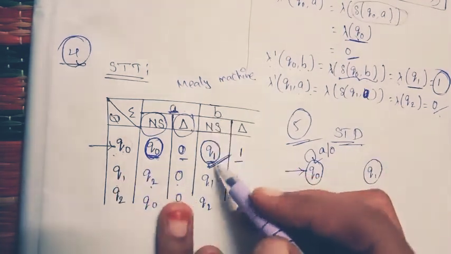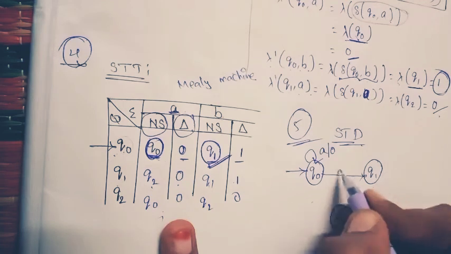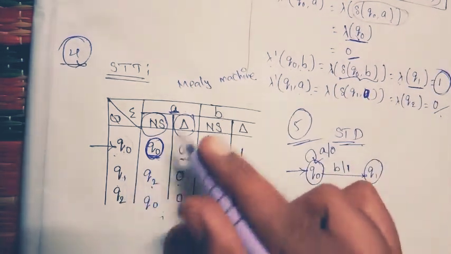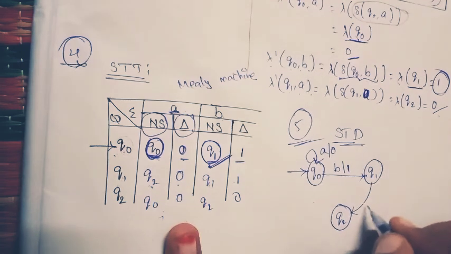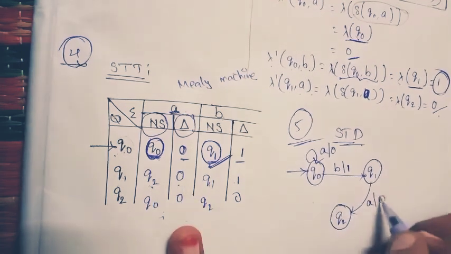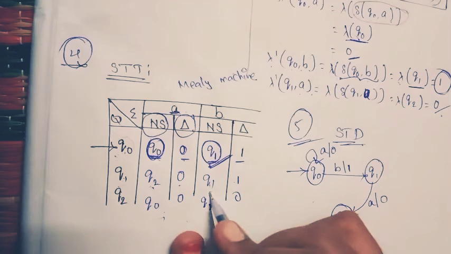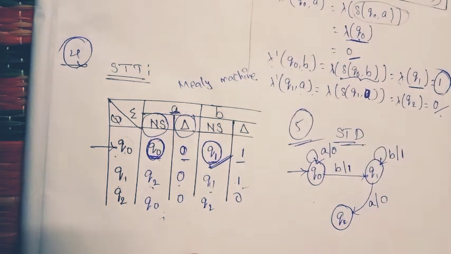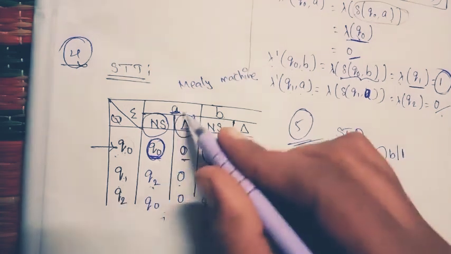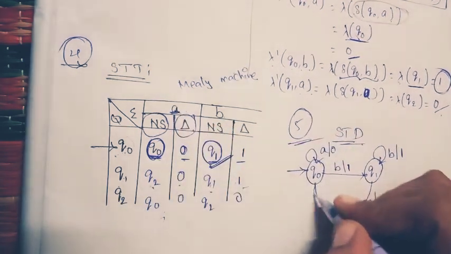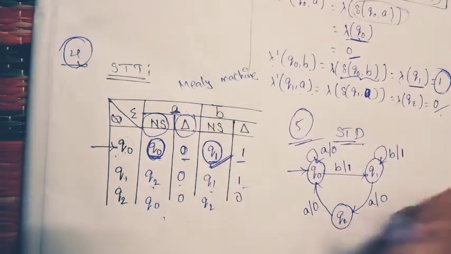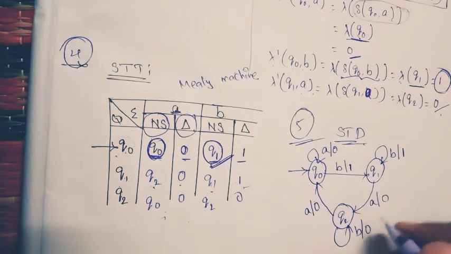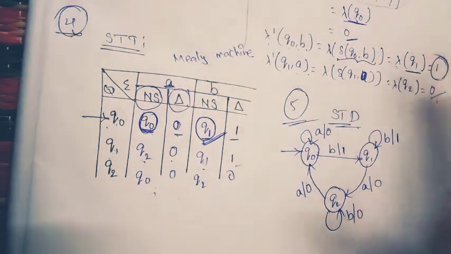Then Q naught of B, that is Q1. This is B. What's the output? It has 1. Then Q1 of A, that is Q2. What's the output? It has 0. Q1 of B, Q1 and output is 1. B and output, I am just writing the output by the side. Then Q2 of A, that is Q0 and the output is 0. Q2 of B, Q2 and the output is 0. Guys, this is the final transition diagram.